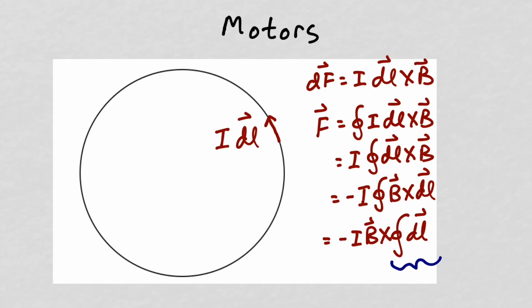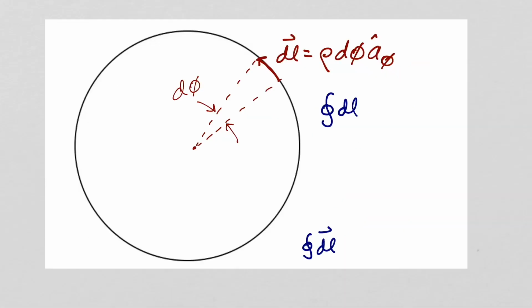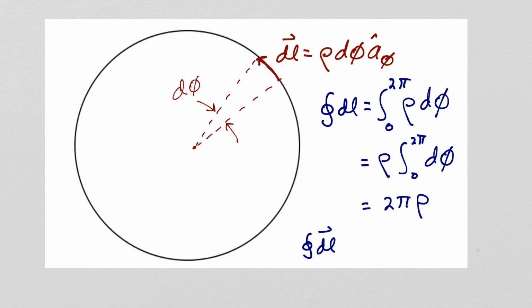Turns out that this integration is equal to 0. There is a difference between the integral of the vector dl and the integral of the length dl. So the magnitude of dl is equal to rho d phi, and to go all the way around our circle, we will integrate from 0 to 2 pi. Everywhere on our circle, rho has the same value, so we can move it to the left of the integral. So this integral will give us 2 pi rho, the circumference of our circle.